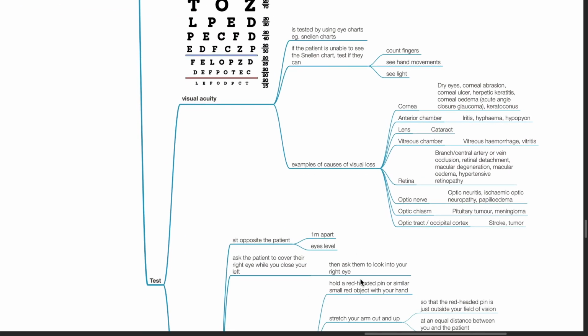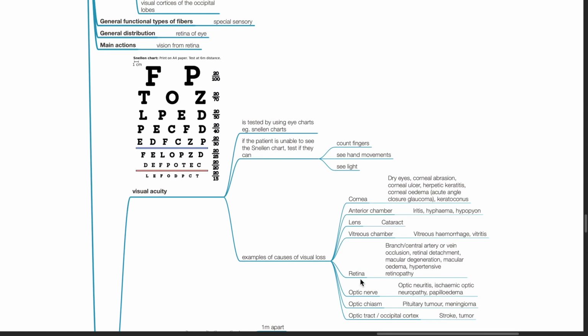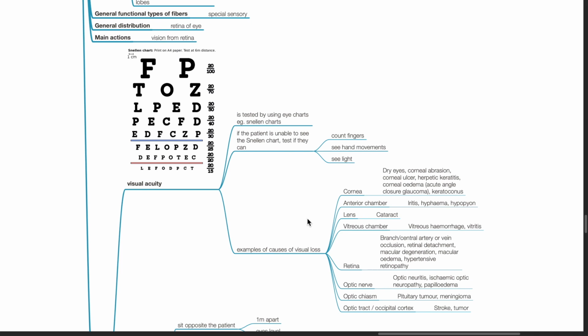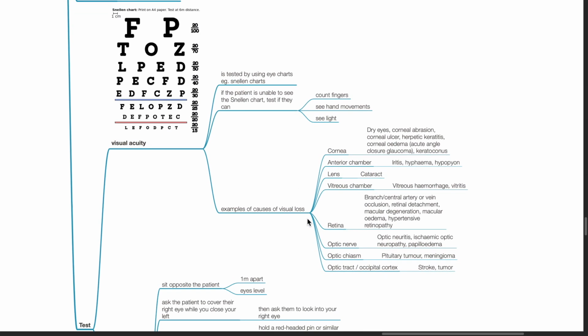Testing of the optic nerve. Visual acuity is tested by using eye charts such as Snellen charts. If the patient is unable to see the Snellen chart, test if they can count fingers, see hand movements, or see light. Examples of causes of visual loss: for the cornea, dry eyes, corneal abrasion, corneal ulcer, herpetic keratitis, corneal edema such as in acute angle closure glaucoma, and keratoconus.